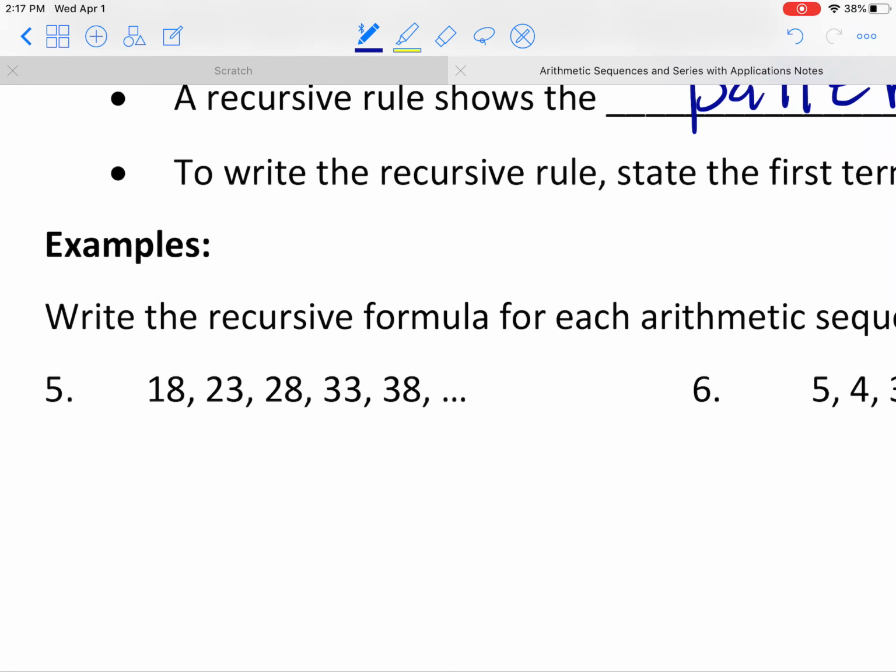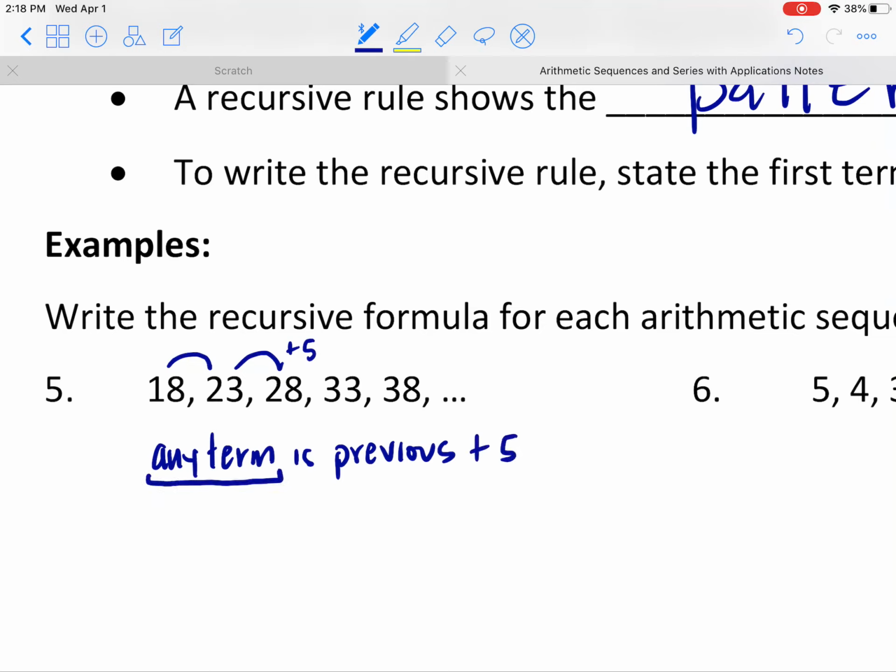Well, to get from 18 to 23 or 23 to 28 and so on, we are just adding 5, right? So for this particular list, to get from one term to the next, I'm adding 5. So we could say any term on this list, let me do this in words first, is the previous term plus 5, right? And for this particular list.